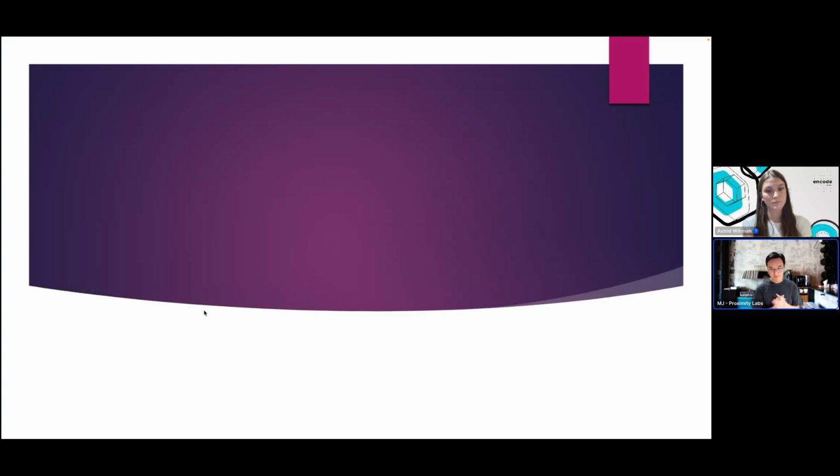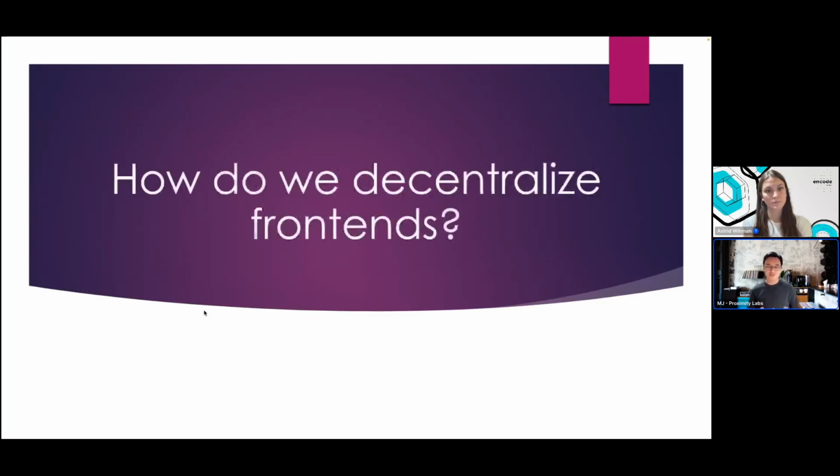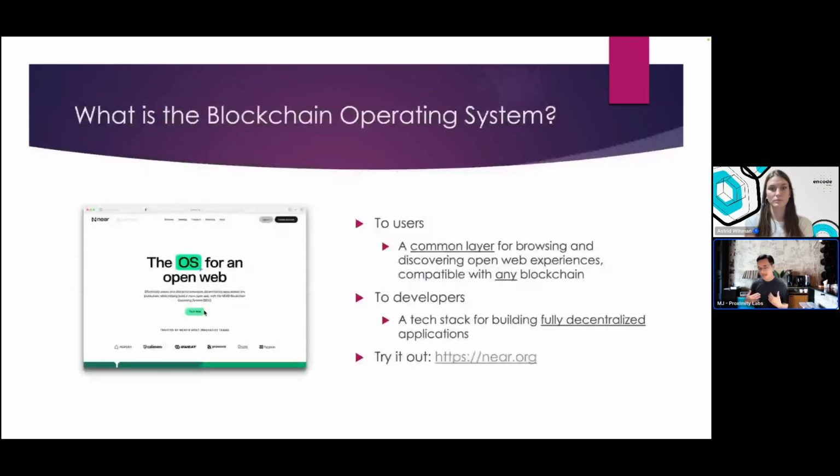All right, so now you might be asking, okay, but how do we decentralize our front ends? Let's enter the blockchain operating system. So what is the blockchain operating system? To end users, this is a common layer for browsing and discovering all the open web experiences. So what does that mean? Imagine if there's a website where users can go and discover all the Web3 experiences that are available right now.